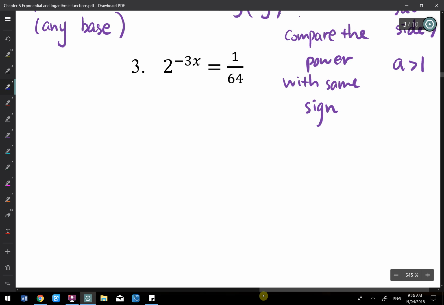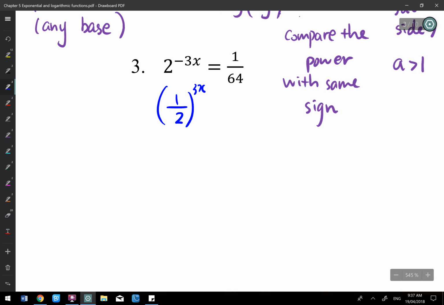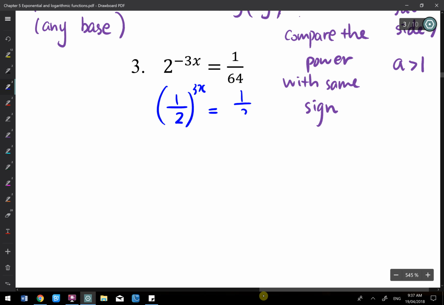If I make it a half, this is actually 1 over 2 to the power of 3x. You see that? The minus 1. You minus 1 first, that becomes 1 over 2 to the power of 3x. And this side will be 1 over 2 to the power of, okay, 64 is 2 to the power of 6.